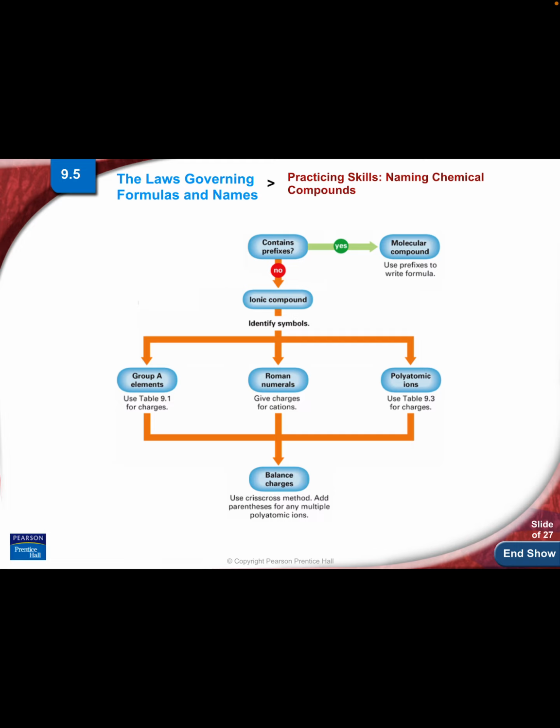And the main thing to do is to balance charges. Use the crisscross method. A good example is lead 2 phosphate. Lead 2 has a +2 charge. Phosphate has a -3. You have to kind of cross multiply. 2 times 3 is 6. So you're going to need 3 lead 2 ions and 2 phosphate ions so that you have a -6 and a +6 total that balance out to give you your neutral compound.